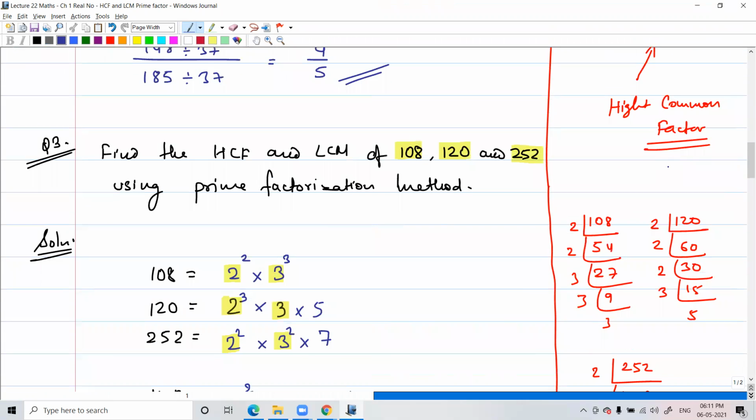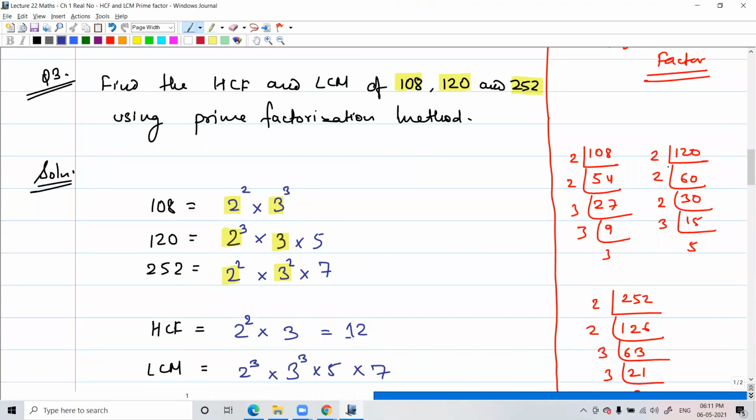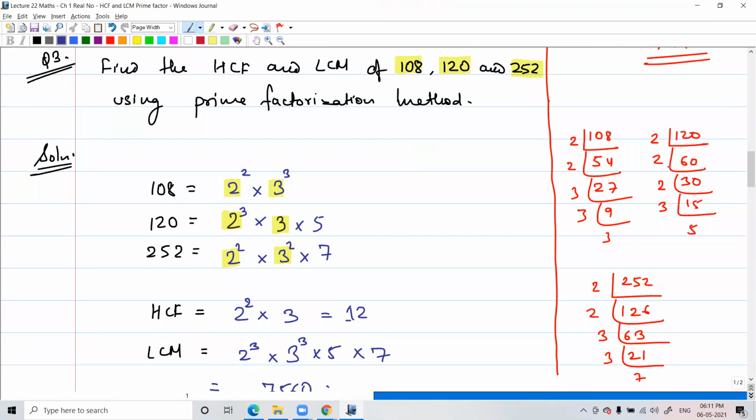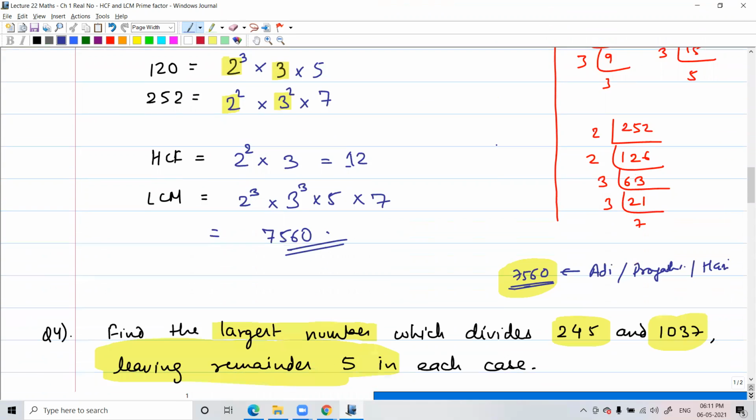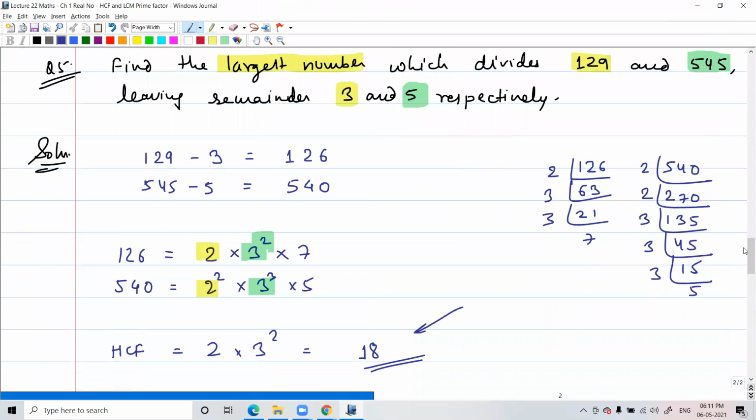Find the HCF and LCM of 108, 120, and 252. Sir, LCM into HCF, what will it be, sir? Product of three numbers, sir. Okay, no, it will not be like that. It doesn't work. For two numbers, it works like that, not for three numbers. For three numbers, the formula is different.